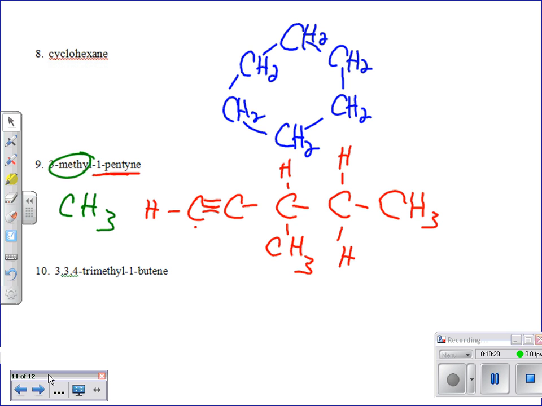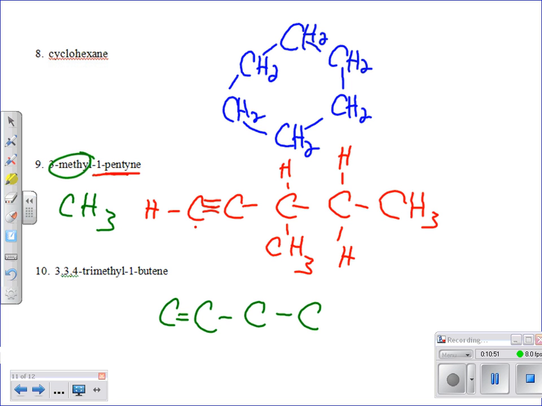Okay, I love number 10. Okay, number 10. A butene. We're making a butene. So how many carbons? 4. 1, 2, 3, 4. But it's an ene, and it's a 1-butene. So I'm going to go ahead and put that double bond right there.